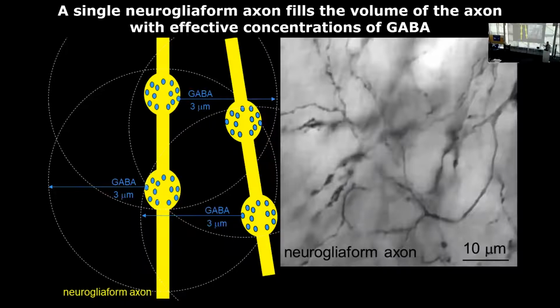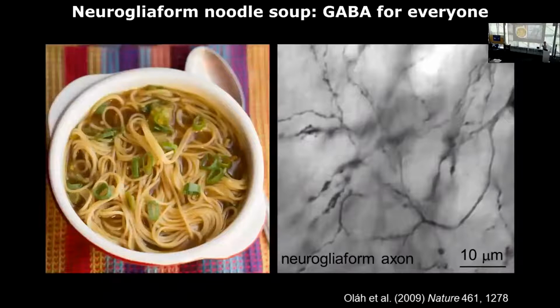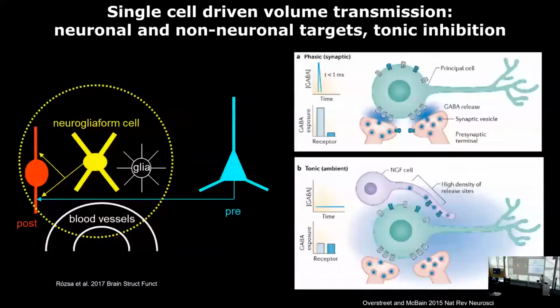Sufficient to cover everything. So the way a neurogliaform cell works is like a Chinese noodle soup. The noodle is the axon, and the GABA soup is provided out of the axon. And no matter where you put your spoon into your soup, it will get wet, right? So this is the way it works. But this is a very interesting idea, because everything having GABA A, B, or whatever GABA receptors will get that GABA, no matter whether it's a neuron, an astrocyte, or whatever component of the system.